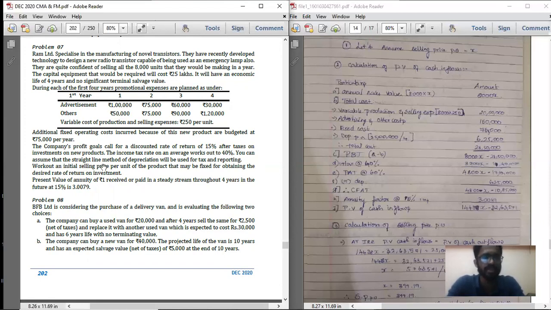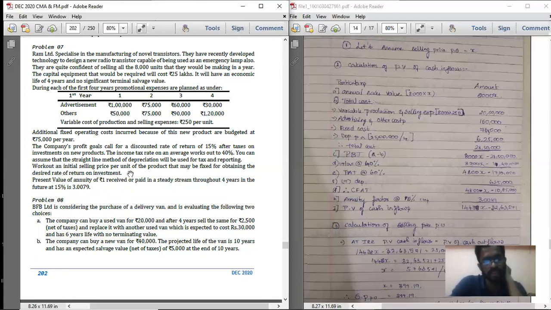You can assume the straight line method of depreciation will be used. See here, they have given that the company's profit goals call for a discounted rate of return. Discounted rate of return is nothing but IRR. Normal rate of return means cost of capital. So your discounted rate of return should be taken as IRR. Below that, assume that the straight line method of depreciation will be used for tax and reporting. So 25 lakhs divided by 4.